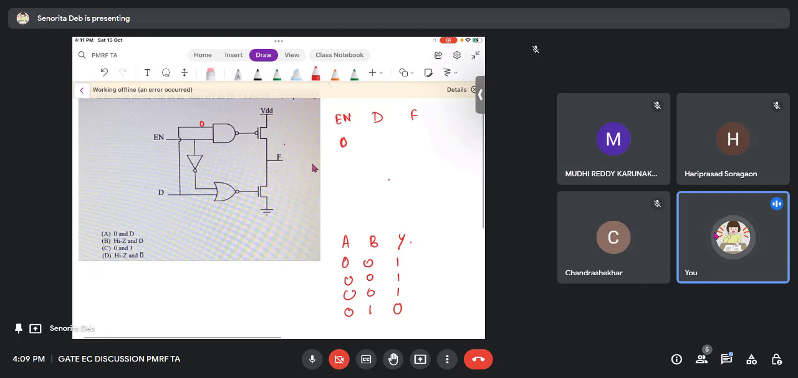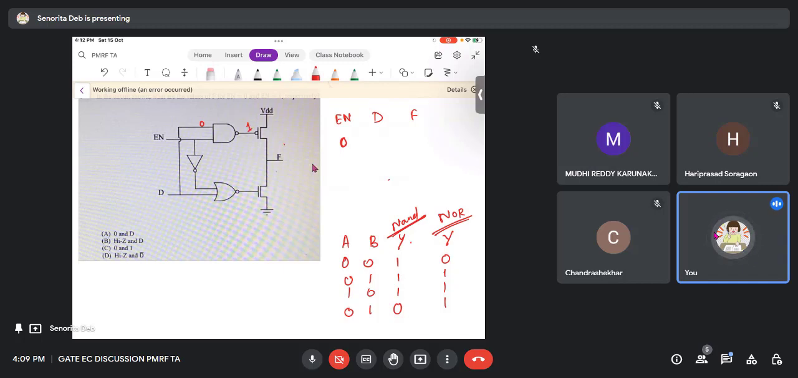Sorry, I have written it wrong. So for NOR, what will happen? If any one of the input is 1, then the output turns out to be 0. So this is what NOR is, right? So you can see the truth table. This is what the NAND and NOR truth tables are. So if any one of the input of a NAND gate is 0, that means the output is always 1. Okay, so the output is 1.